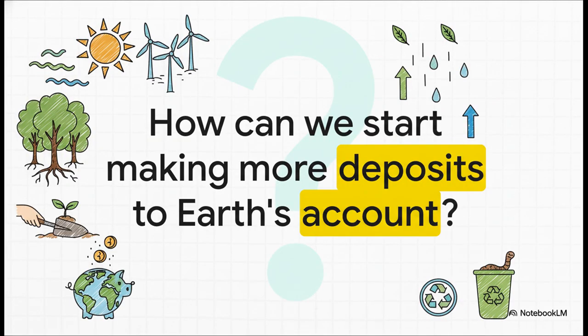Which brings us right back to where we started, that planetary bank account. Every single day, in 1,000 small ways, we all make withdrawals. So the final question I want to leave you with is this. Looking at all these solutions, from renewable energy to reforestation, how can we, as individuals and as a society, start making more deposits to make sure this account stays healthy for all the generations to come?